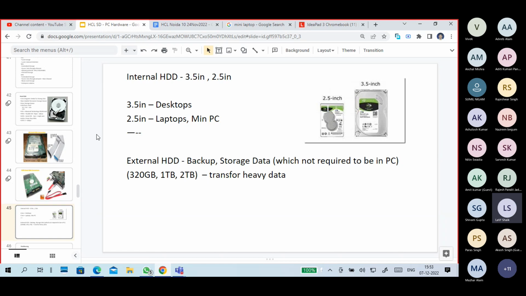Of course, there is also an external hard disk. External hard disks are used for storing data which you don't want to store in your physical machine, or for backup purposes, or when you want to transfer a huge amount of data from one place to another. Not long ago, 1 year back, I downloaded around 15 GB, 20 GB of data from the internet and wanted to transfer it from my laptop to the desktop. I used an external hard disk. First I stored it on the external hard disk, then from the external hard disk I transferred it.